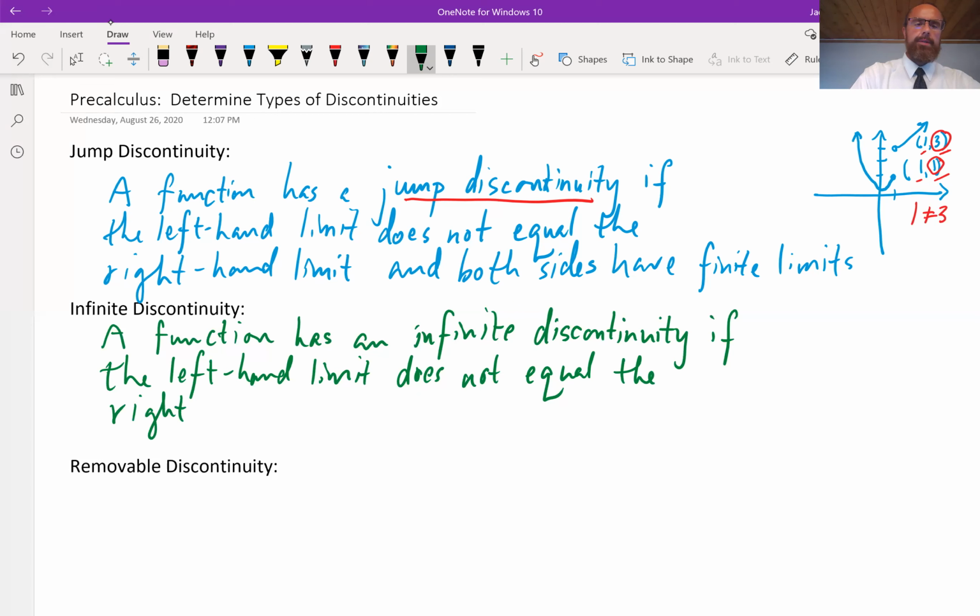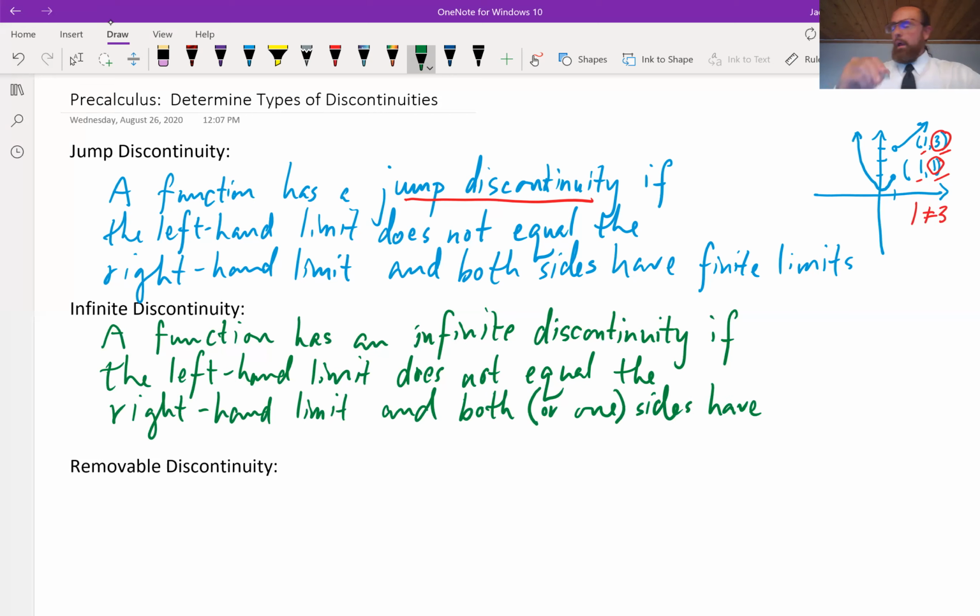So what do you think is going to be different between the two? Right-hand limit, and both sides have what kinds of limits? In fact, in both or one side. Excellent. You get excited about limits, have infinite limits. So the main difference is in one word there. The jump discontinuity is between two sides that have finite limits. The infinite discontinuity is where the two sides have infinite limits and they're not equal.